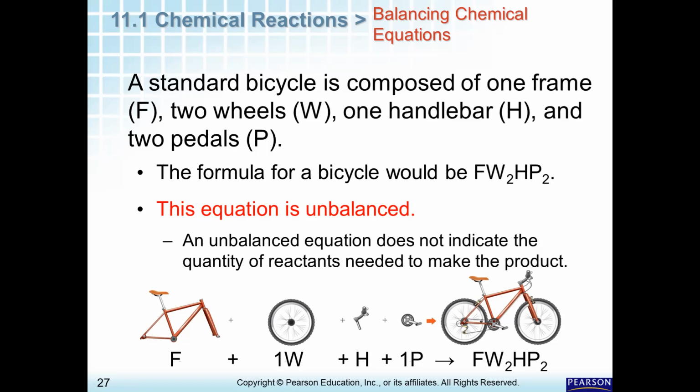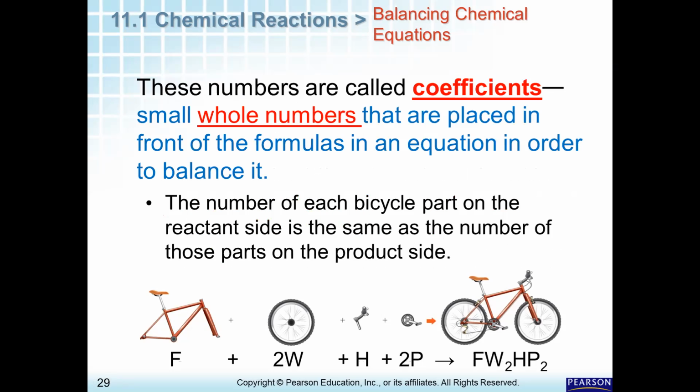But if you look at the W, which are the wheels, we need 2 wheels, so this has to be multiplied by 2. The pedals have to be multiplied by 2. That is the way we change from a skeleton equation into a balanced chemical equation. All right, this is a theoretical example. I'm just going to skip that one.